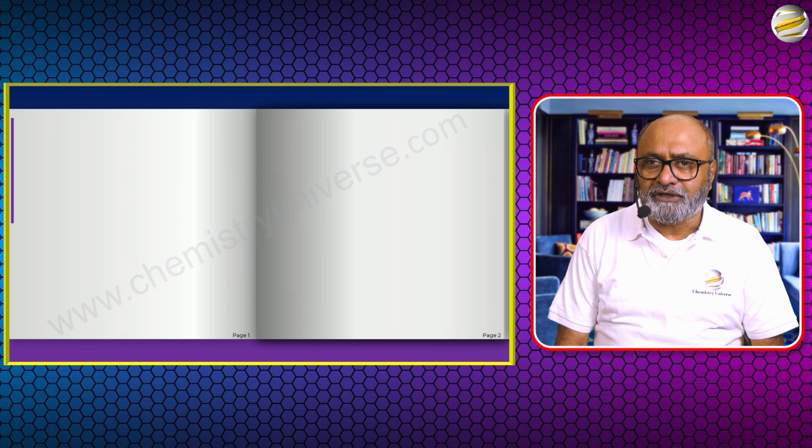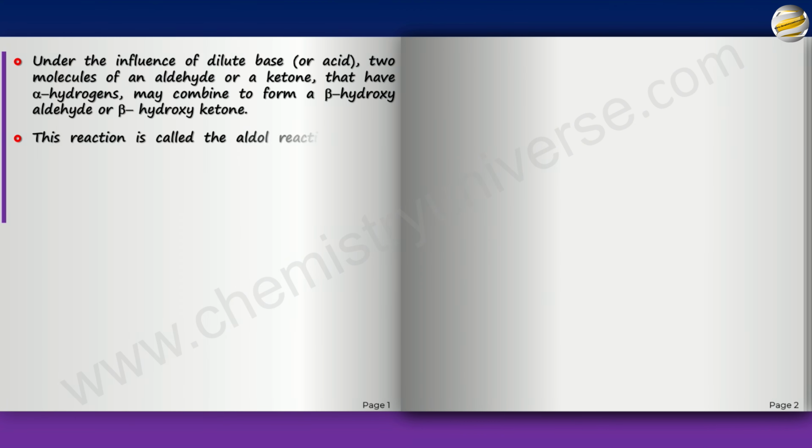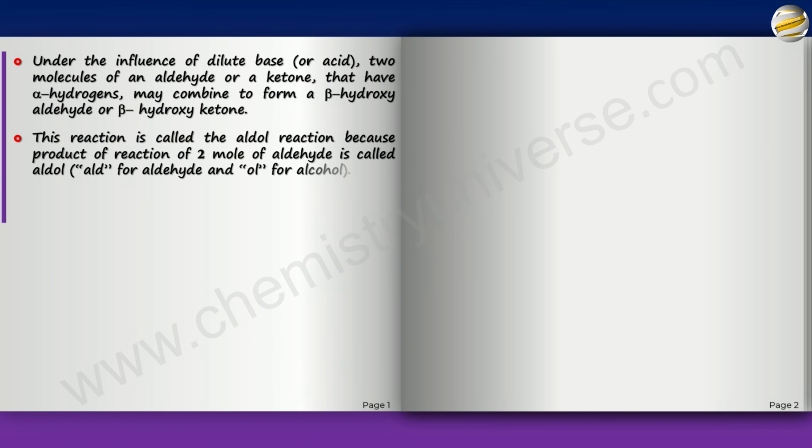So this is the way it works. Under the influence of a dilute base or acid, two molecules of an aldehyde or a ketone that have alpha hydrogens may combine to form beta hydroxy aldehyde or beta hydroxy ketone. This reaction is called the aldol reaction because the product of the reaction of 2 moles of aldehyde is called aldol. Aldol because it contains an aldehyde part, ald, and an alcohol part, ol.